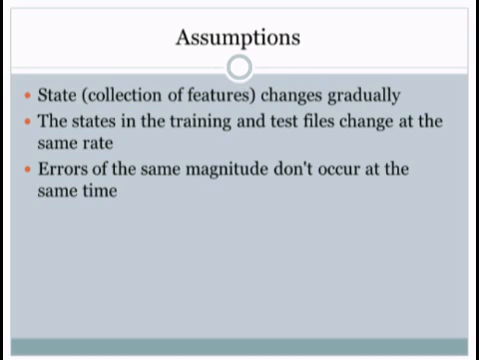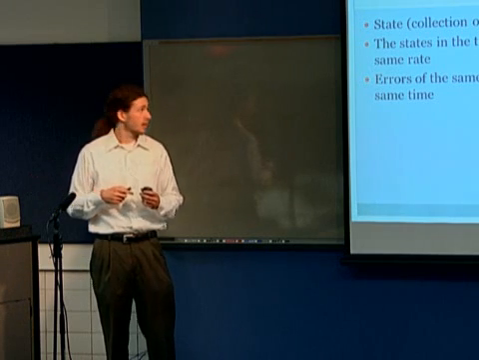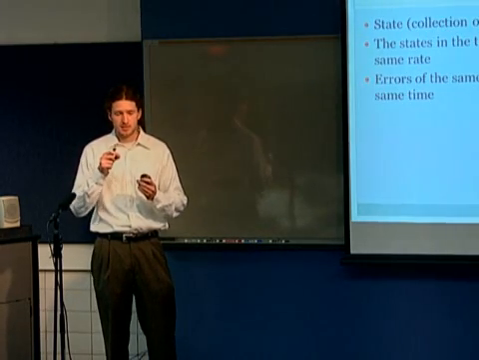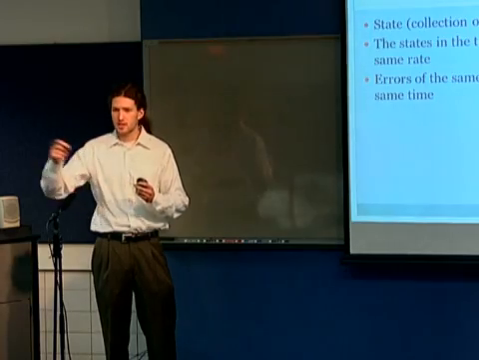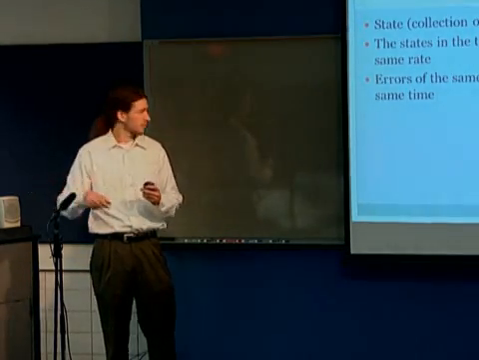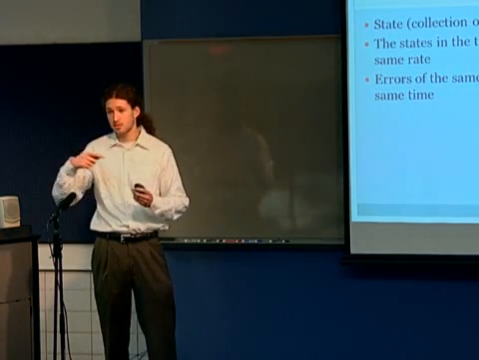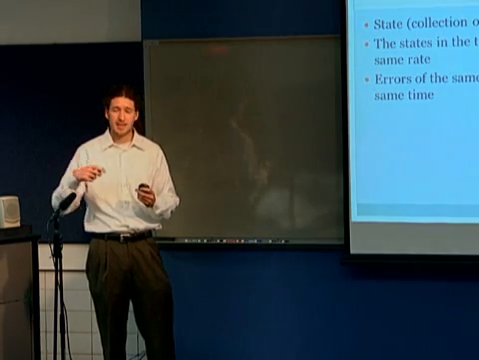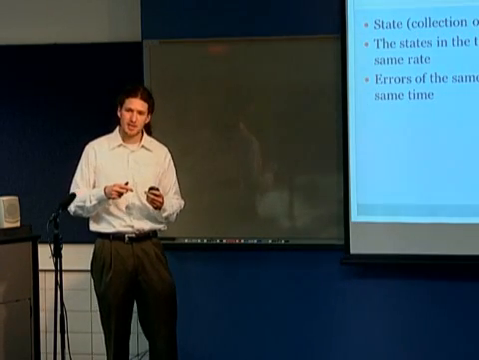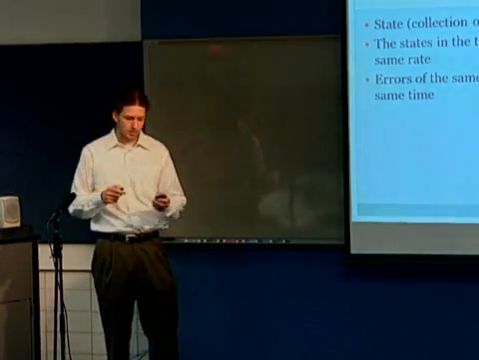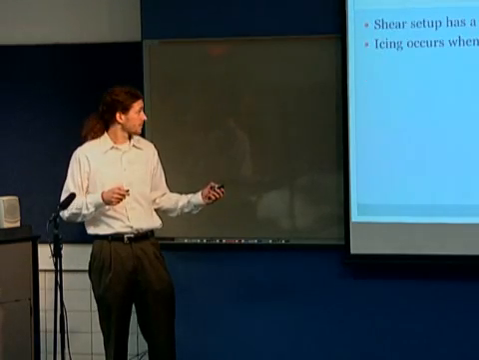So I have to state my assumptions. One of the assumptions I made is that the state is going to change gradually. In other words, the weather is going to change gradually and predictably. Also, I made the assumption that the training data is going to change at the same predictable rate as the testing data, and I'm going to talk about how I refined that. And then obviously a necessary assumption is that errors of the same magnitude don't occur at the same time, because then it would just look like the wind dropped in all the sensors, and that's something I'm unable to sense.